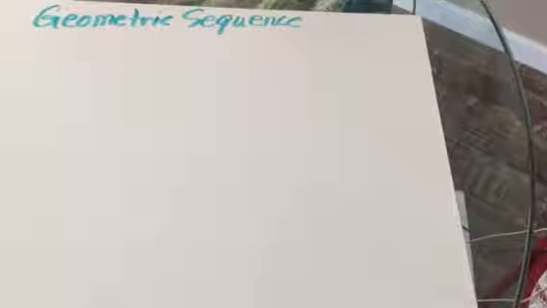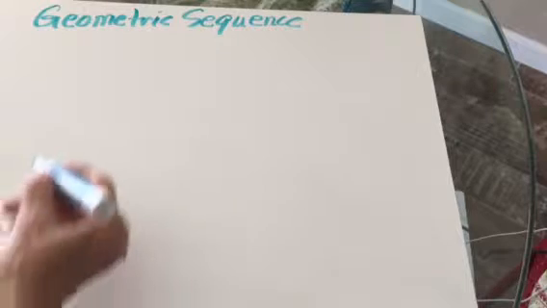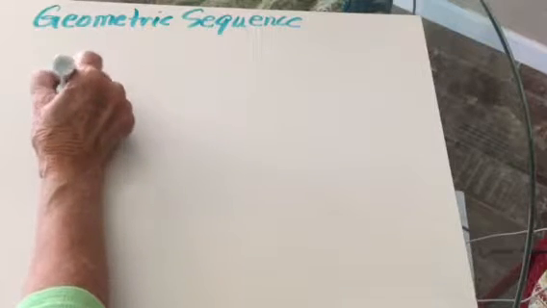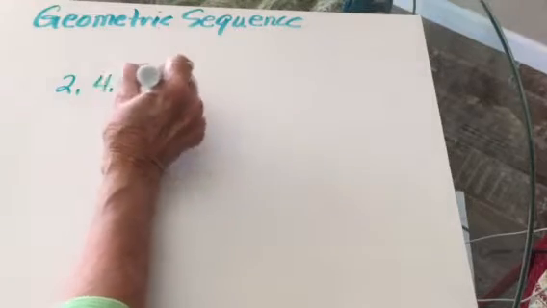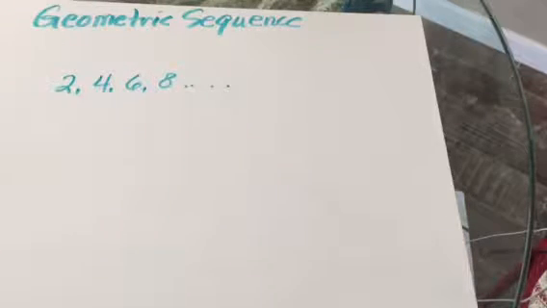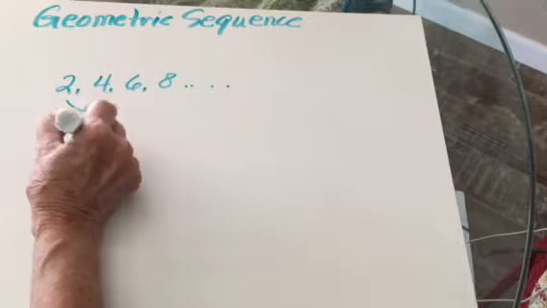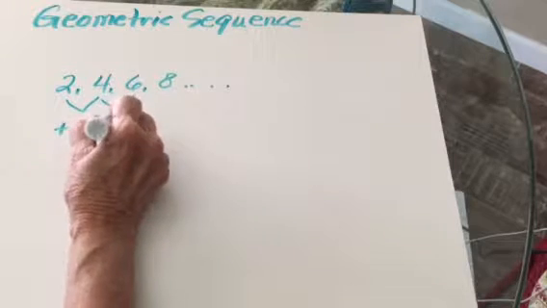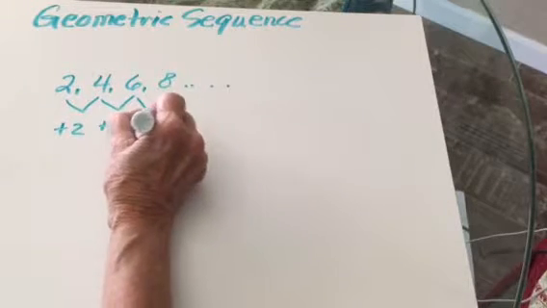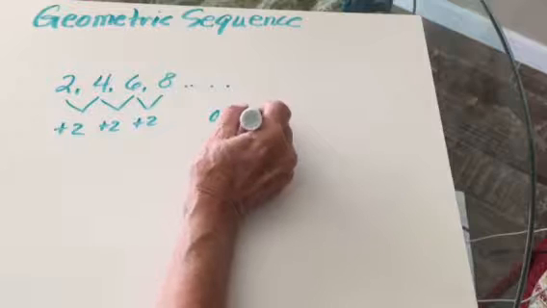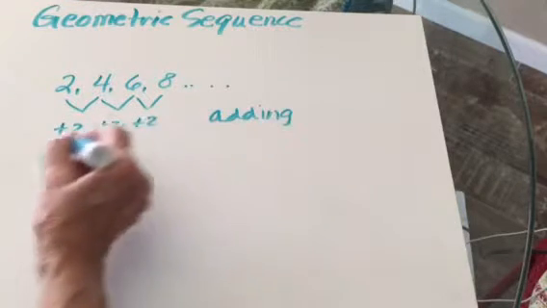In this video, we're going to talk about geometric sequences. In another video, we talked about arithmetic sequences. An arithmetic sequence, let me just show you. An arithmetic sequence looks like this. From there to there is plus 2. From there to there is plus 2. From there to there is plus 2. So we're adding. So for arithmetic, we add.